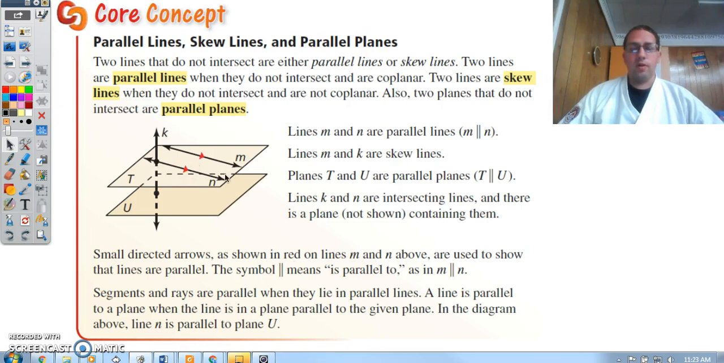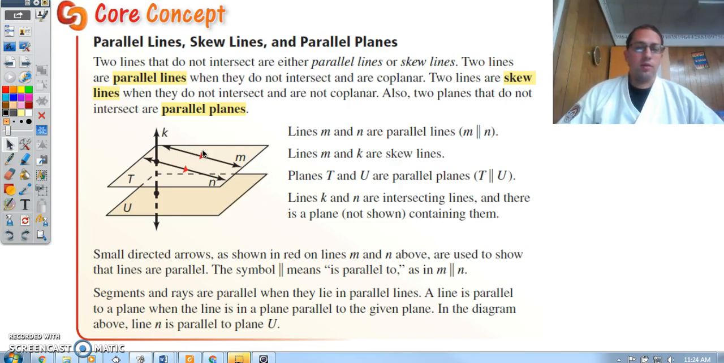Very important about parallel lines is that they are on the same plane. They are coplanar. All right? Skew lines are lines that don't intersect, and they are not on the same plane, non-coplanar. That would be like line M and line K. As you see, they're not going to intersect because they're on different planes, but they are not parallel. They don't go the same direction. All right. And last, we have parallel planes. Those are planes that never intersect.